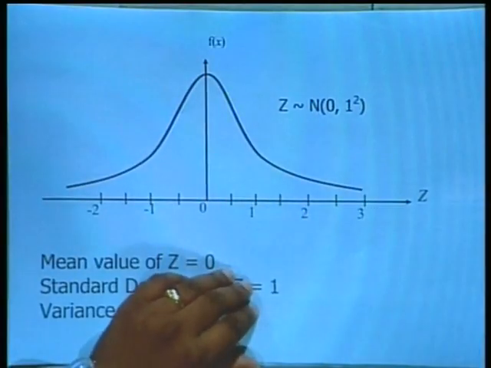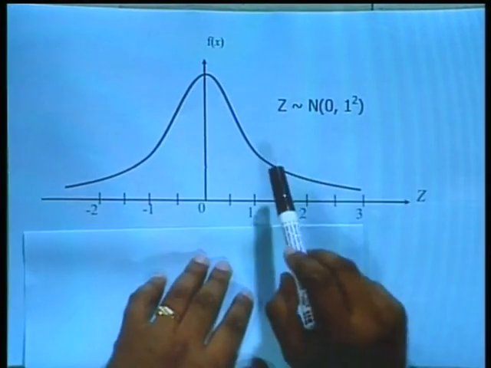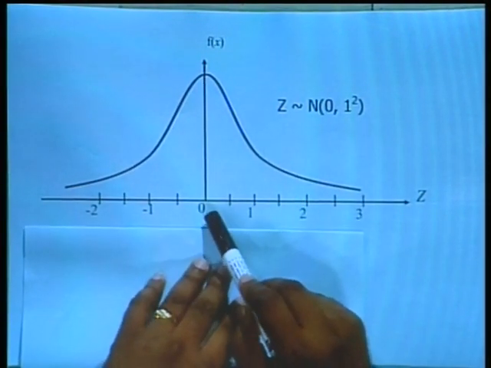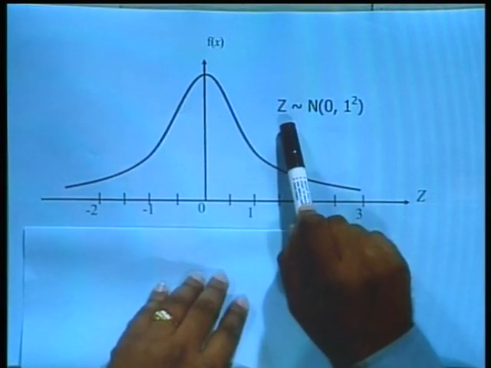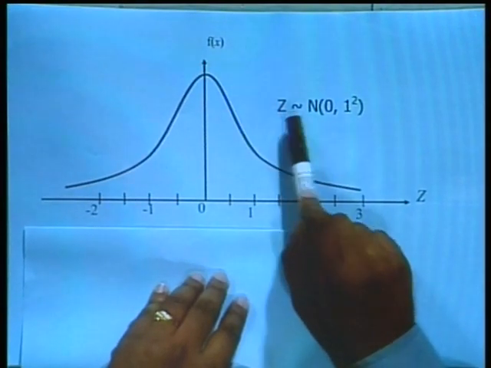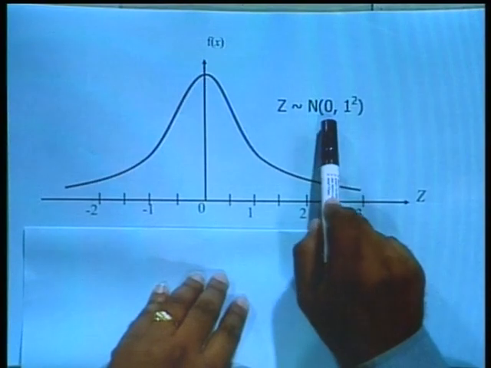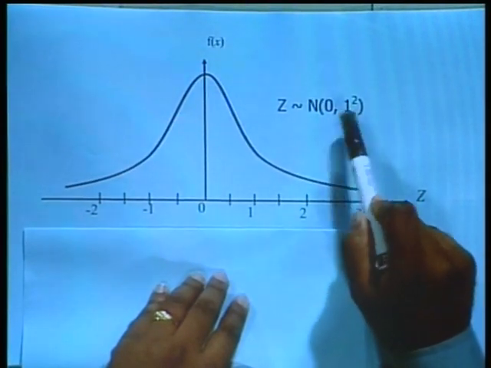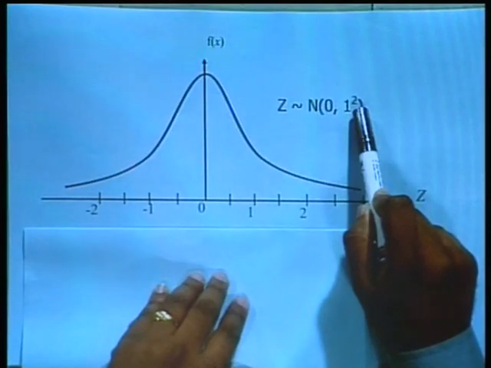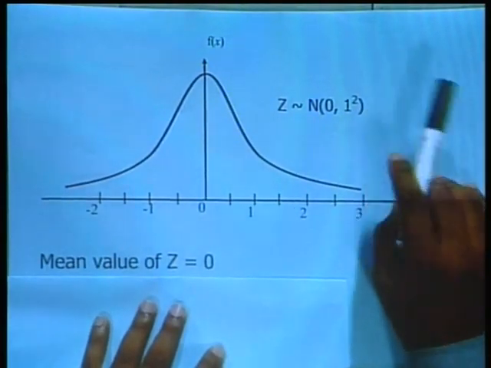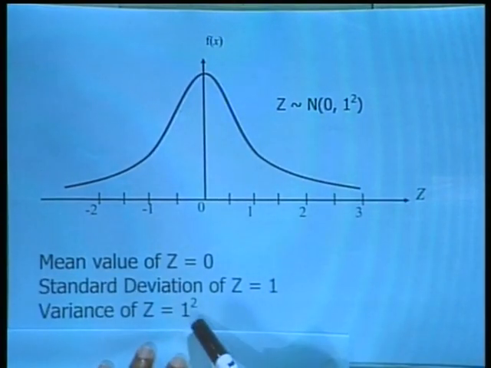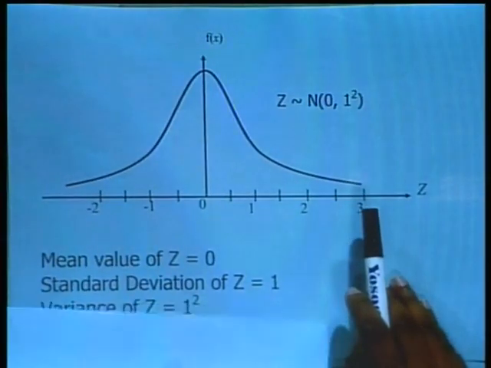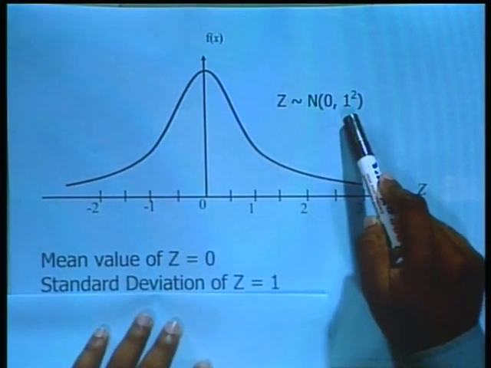So the statistical table will give us area under this normal curve. The mean value is 0. The standard normal variable will be represented by Z. The mean value of Z is 0. The variance of Z is 1 squared. We will say that the standard deviation is 1.